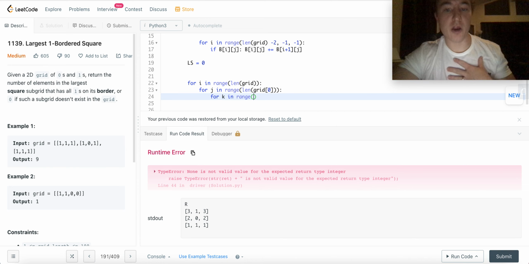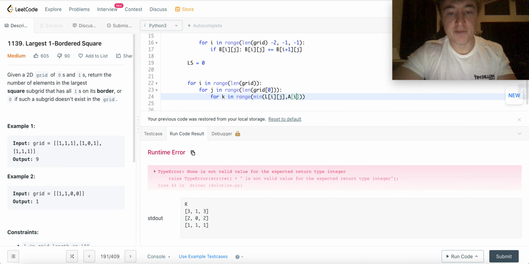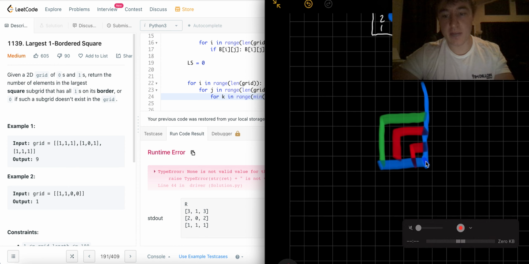I could be just a square myself. So the minimum of what's to the left at this position and what's above this position, right? Because that's the maximum size square I can make. The minimum of this and this correspond to the maximum squares that I can create. And then I'll check each of those possible corners.